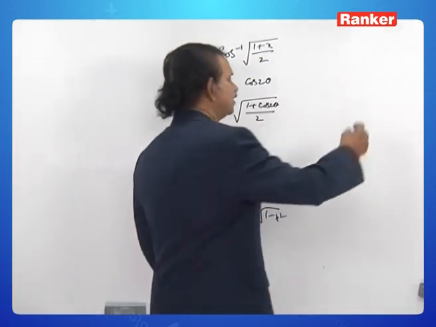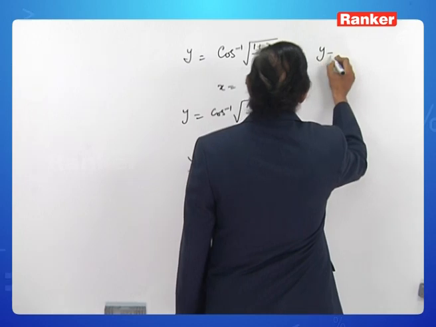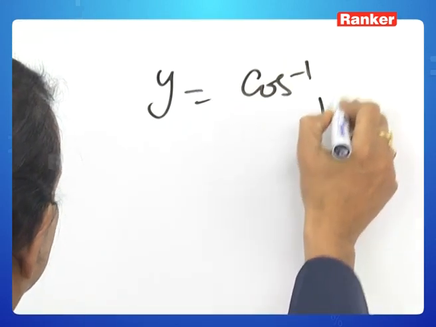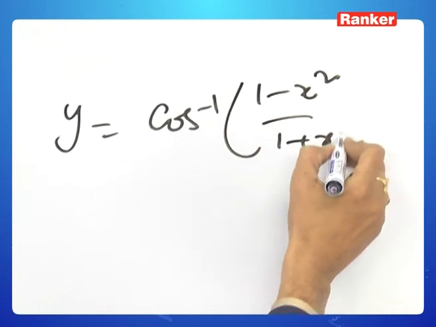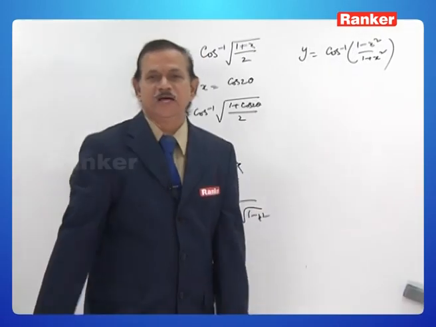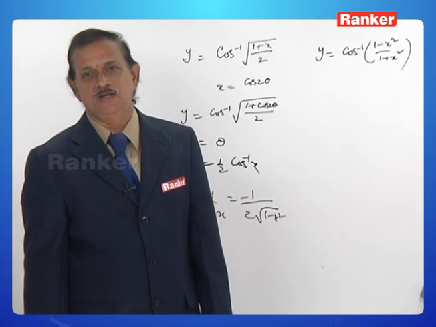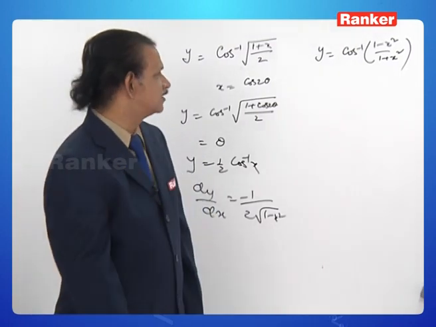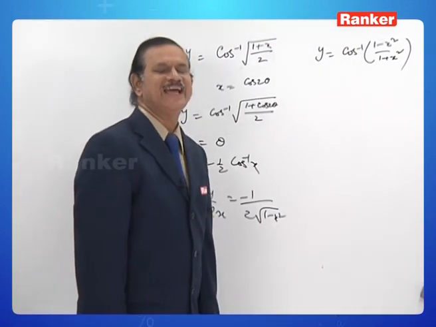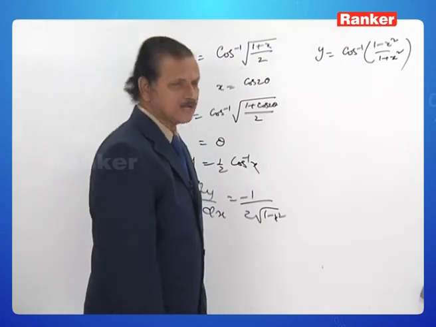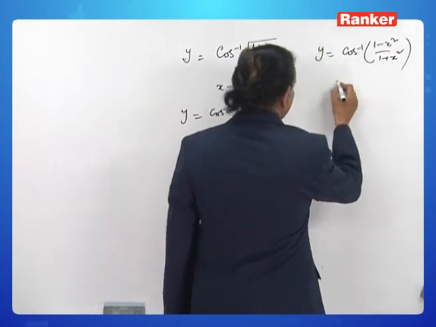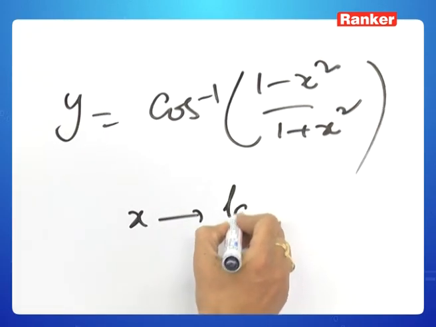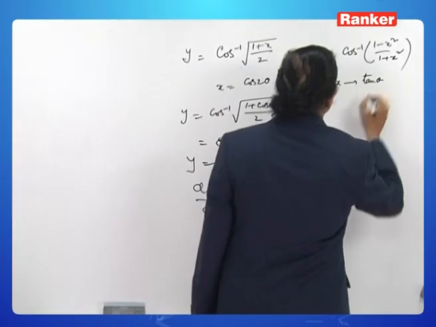Well, let us consider one more such thing. Y is equal to cos inverse of 1 minus x square by 1 plus x square. Which form is suitable for this? You take x is equal to tan theta. 1 minus tan square theta by 1 plus tan square theta. You observe. In the place of x, we are imagining tan theta.